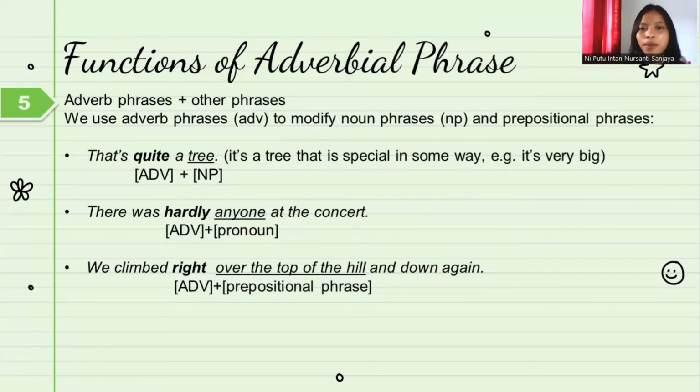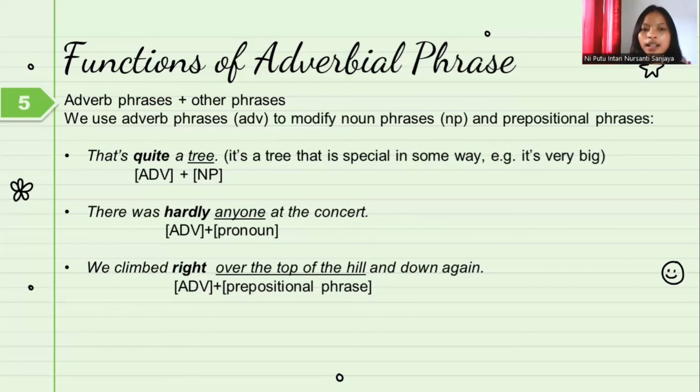The last one, a function of adverbial phrase, is adverb phrase plus other phrases. We use adverb phrases to modify noun phrases and prepositional phrases. For the example, that's quite a tree. It's a tree that is special and in some way it's very big. The word quite is adverb phrase and tree is noun phrase. Next example, there was hardly anyone at the concert. Hardly is, yes, that's right, adverb phrase, and anyone is, yeah, pronoun.